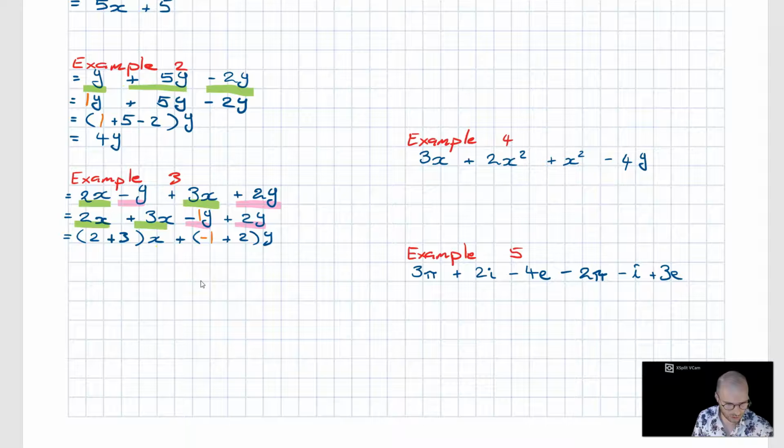Alright, now cleaning this up, 2 plus 3 is 5. Write the 5, drop the brackets, write the x, plus -1 plus 2, or 2 take 1 is 1. So write the 1, drop the brackets, put the y. Now, I don't need this 1 in front of the y because whenever there's a 1 in front of a variable, it's always implied. So we can drop the 1 and simply write the variable.